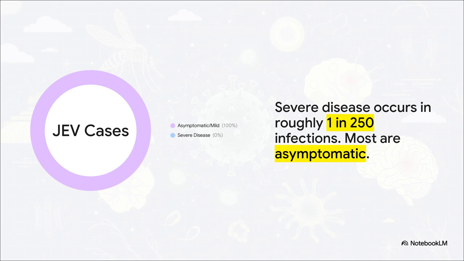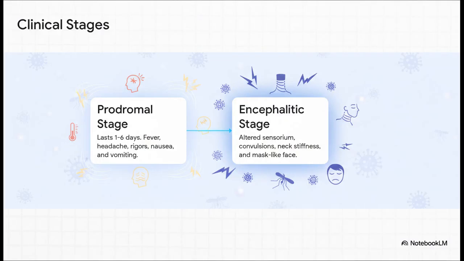It only happens in less than 1% of infections. To put that in perspective, that's about one severe case for every 250 people who get infected. So for that unlucky person who does develop the full-blown illness, it usually progresses in two distinct stages.